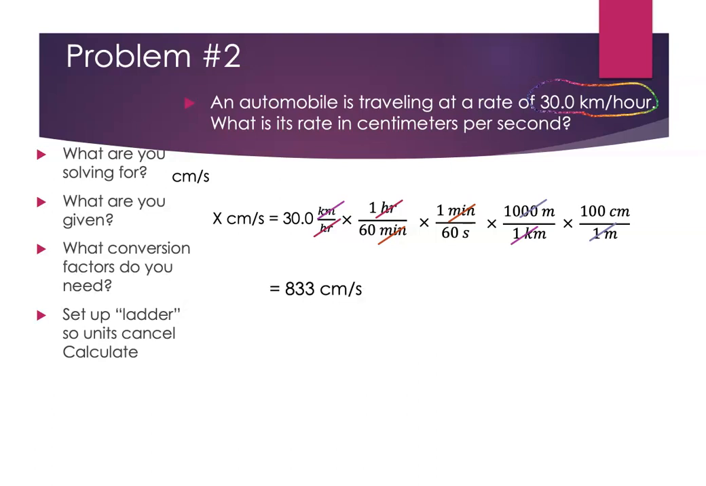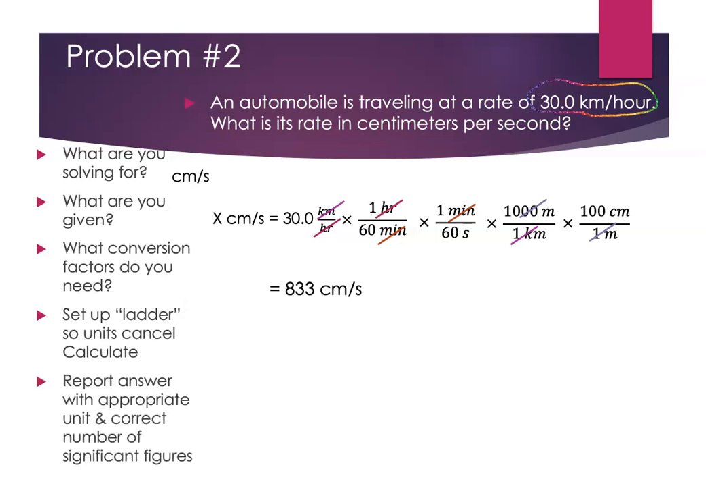Now I can get out my calculator and do that. I get 833 centimeters per second, and of course I want to have appropriate units and sig figs. So I had 30.0 kilometers per hour, that's 3 sig figs, so I can report my answer with 3 sig figs, and my units are correct, and it makes sense.